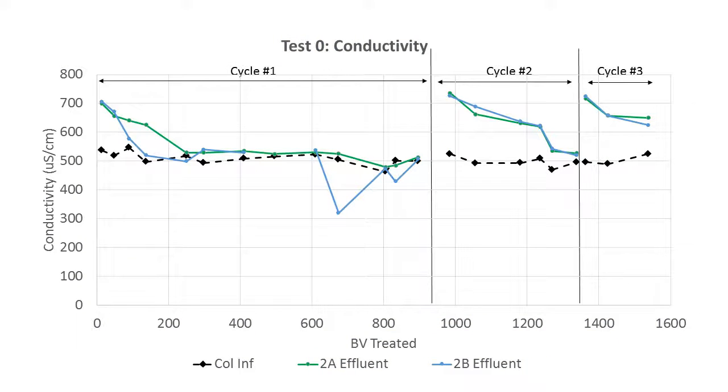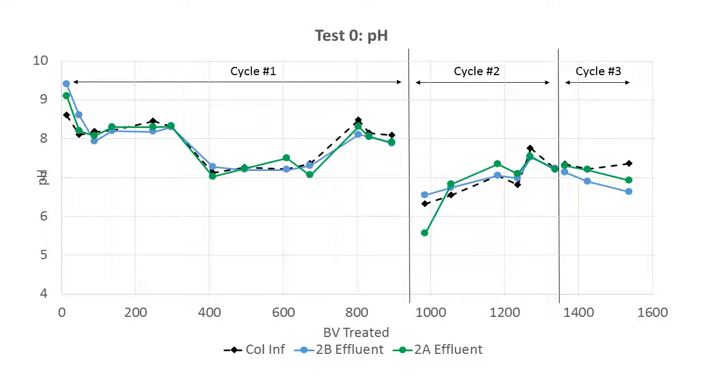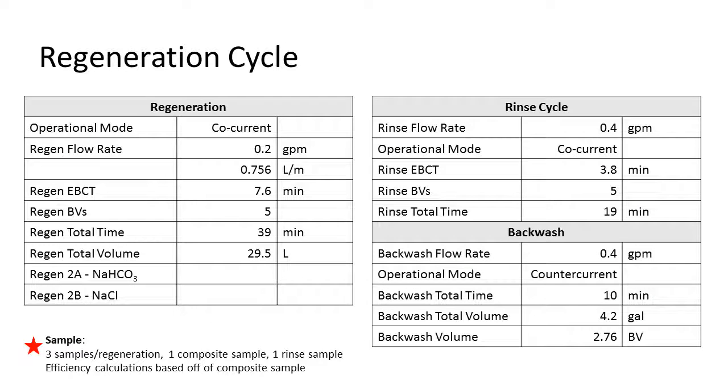Conductivity: we do regeneration and a rinse cycle, but we are still getting some carryover from the rinse. So that's something we need to work on in terms of making sure that our rinse volume is sufficient to get the regenerant out. pH is not really relevant right now while we're doing sodium chloride, but when we're doing sodium bicarbonate versus sodium chloride, the pH will be a more useful measurement. These are some of the specifics on the regeneration cycle: the operating conditions, the rinse, the backwash.